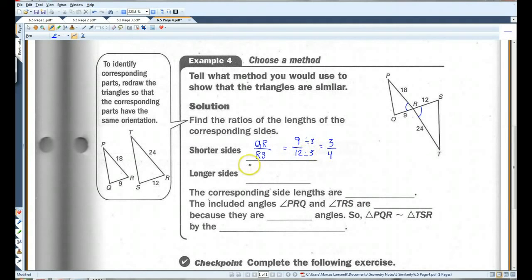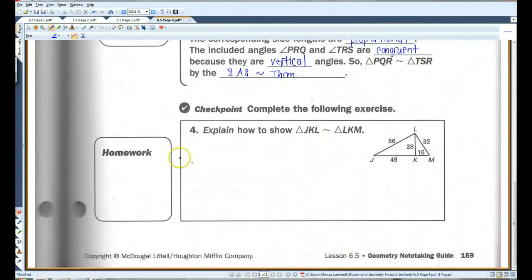The longer sides are PR and TR, or RT. This is 18 and 24. If you divide top and bottom by 6, you get 3 over 4. So the corresponding side lengths are proportional. The included angles, angle PRQ and angle TRS, are congruent because they are vertical angles. So the triangles are similar by the SAS similarity theorem. Alright, you guys can do the last one, and that's all.